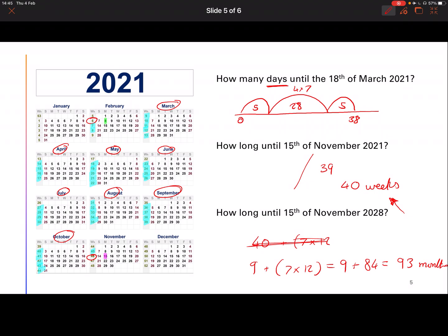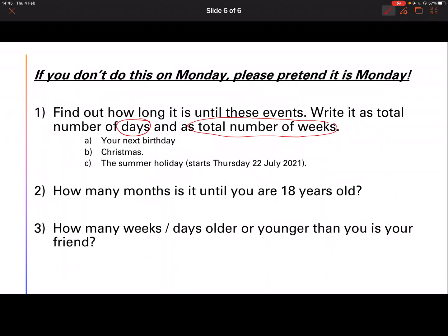That makes sense? So your questions. The first question is doing things within a year: your next birthday, Christmas, the summer holidays. Those things will all happen within a year from now. So those ones it's asking you to do in days, and it's asking you to do it in weeks. So do it in days first, do it in weeks, or do it in weeks and convert it into days. It's your choice, but show us both.